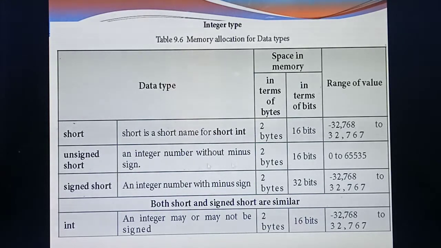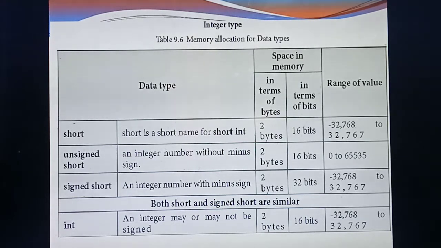So, unsigned short also will require how many bytes? 2 bytes. 2 bytes means 16 bits. So, next one is signed short. Signed means a sign is there. That means positive or negative sign. A number or integer with sign we are calling a signed short. That means the integer with minus sign we are calling a signed short. Understand what you mean by signed short? A number or integer with minus sign.